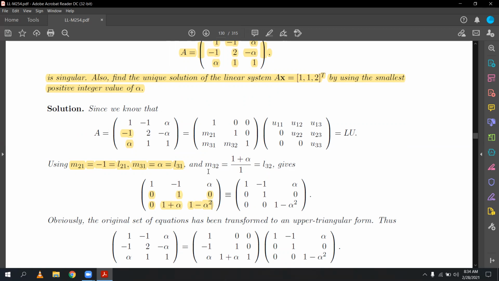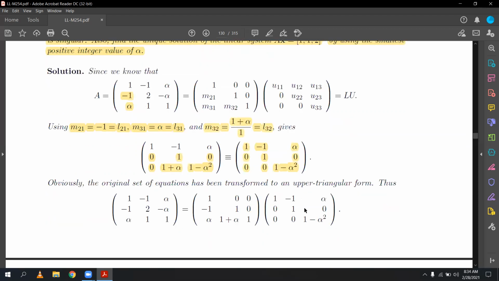So we define M32, and M32 is exactly the same as L32, the third element of L. And then you multiply the second row by 1 by alpha, subtract here, and you will get this shape. And this shape is what? This is your upper triangular matrix. And for the upper triangular matrix, we need exactly the same as we have here now.